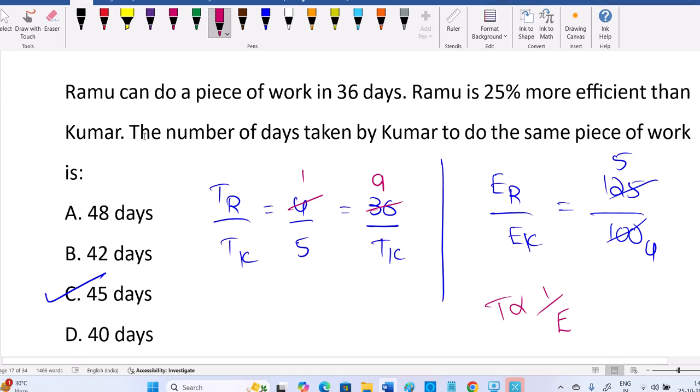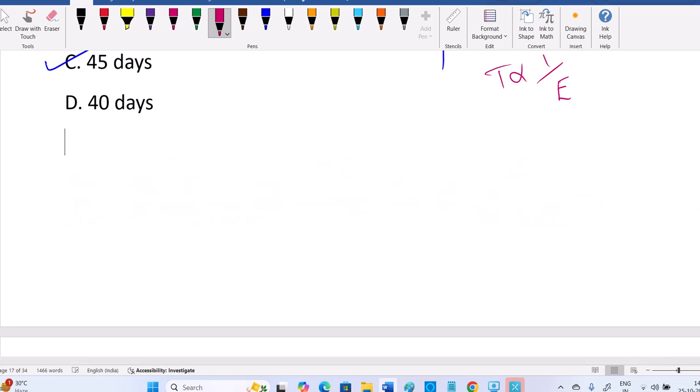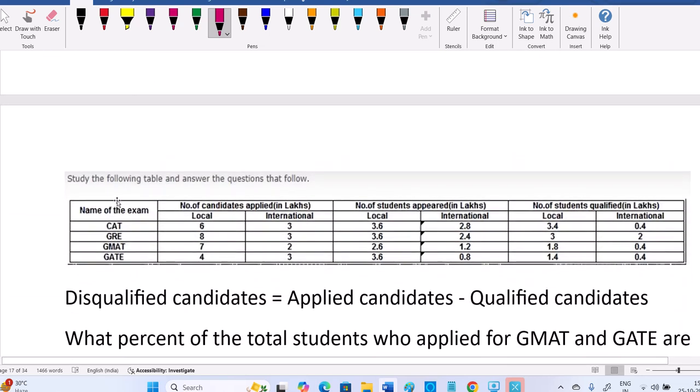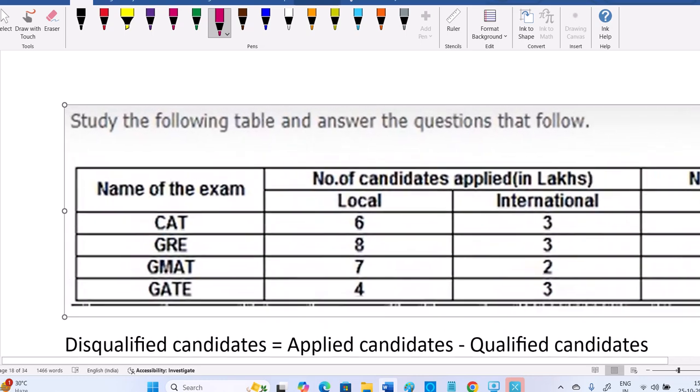Right, so see the next one. A data interpretation related question. Actually, I can understand the table is not visible. See, actually, what is this data? I'll just try to read it out. Okay, I'll try to zoom it and then I'll close it.